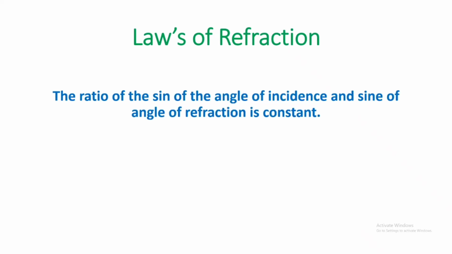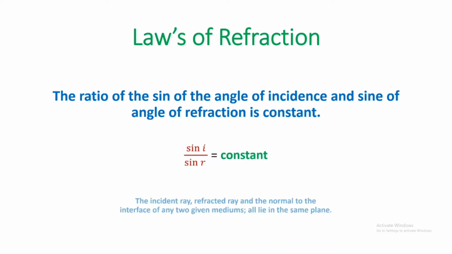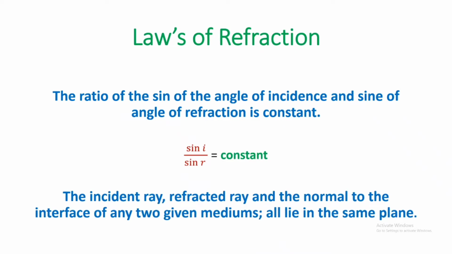Now we have to know the two laws of refraction. The ratio of the sine of the angle of incidence and the sine of the angle of refraction is constant. Sin i by sin r equals constant. The incident ray, refracted ray and the normal to the interface of any two given mediums all lie in the same plane.